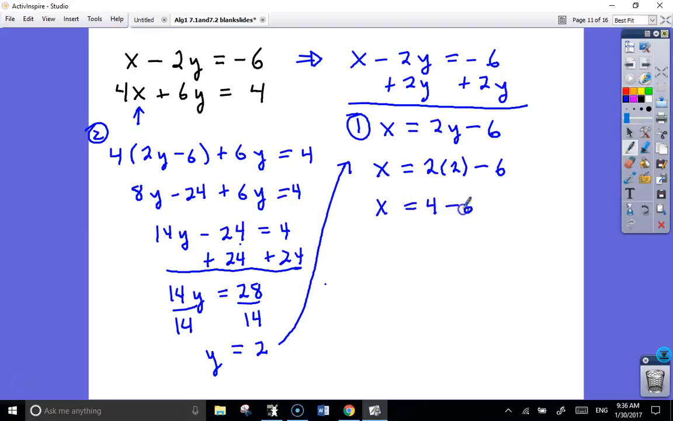Then, 2 times 2. Okay? So what is the solution to this system of equations? Remember, it's a point. Yeah, it's the x coordinate, comma, the y coordinate. That's the solution. So without graphing it, we could tell you that it would have crossed at (-2, 2).